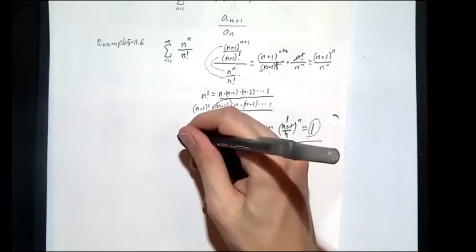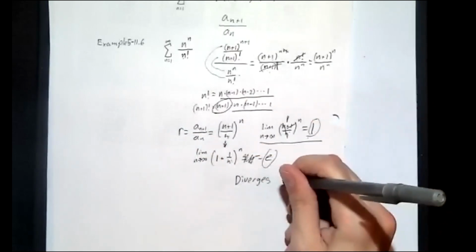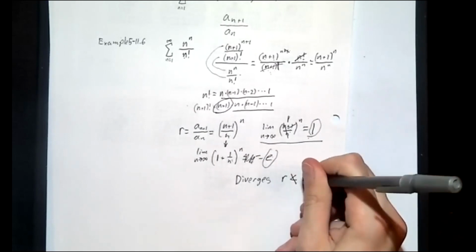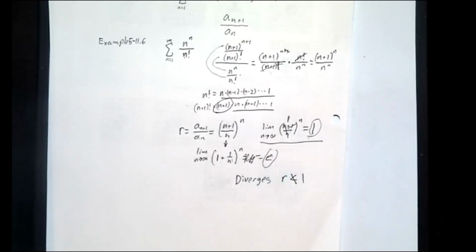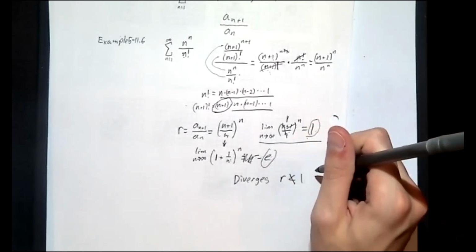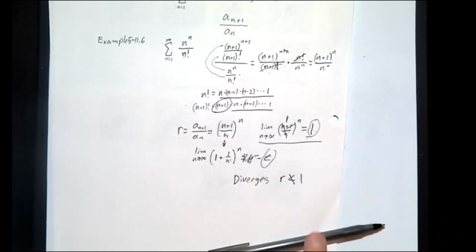And that's because, if we say R is the ratio, R is not less than 1. Because if it's 1, then it's equal to 1. If it's e, it's greater than 1. So we know that it diverges in this case.